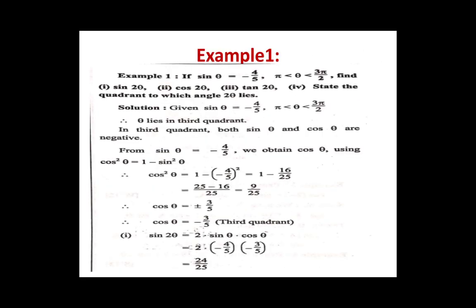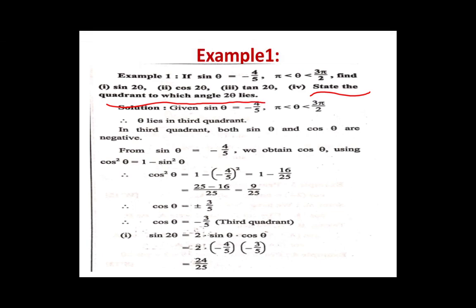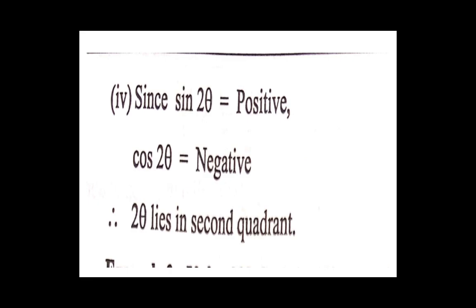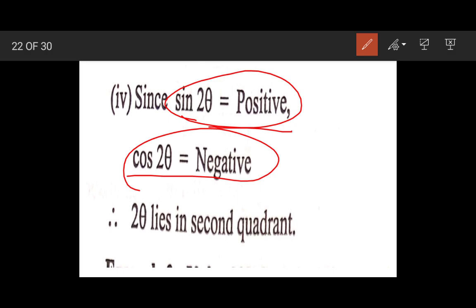Okay. So now next question is, state the quadrant to which angle 2 theta lies. Okay. So for that we have to check this. Sin 2 theta is positive, cos 2 theta is negative. Okay, sin is positive, cos is negative. Okay, so that means 2 theta lies in second quadrant, right?